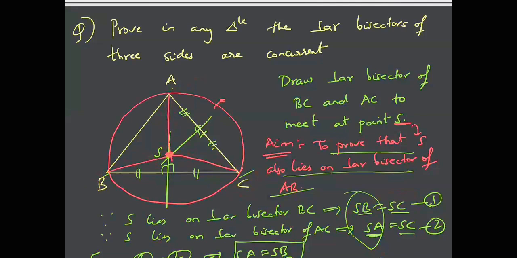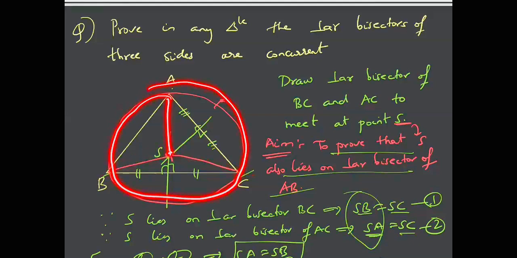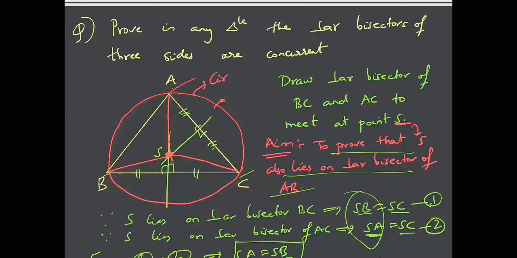Or if I draw a circle with S as center and SA as radius, then this will also pass through B, because SA is equal to SB. So SB is also the radius. And similarly, this also passes through vertex C, because SA is equal to SB is equal to SC. So SC is also the radius. So if I draw a circle with S as center and SA as radius, then this circle will pass through all the three vertices of triangle ABC, and this circle is called the circumcircle of triangle ABC.